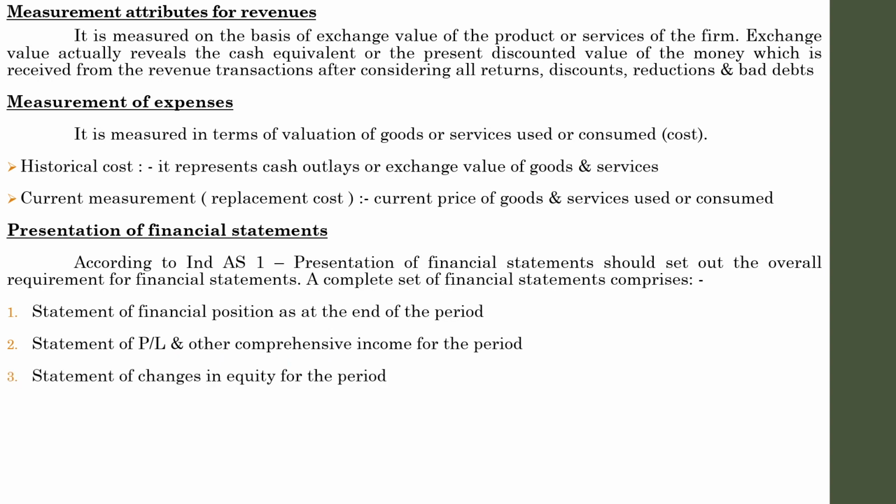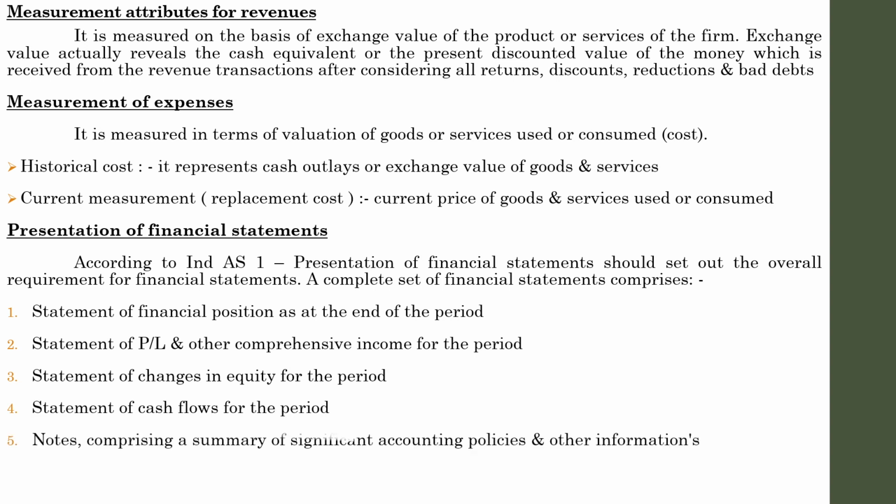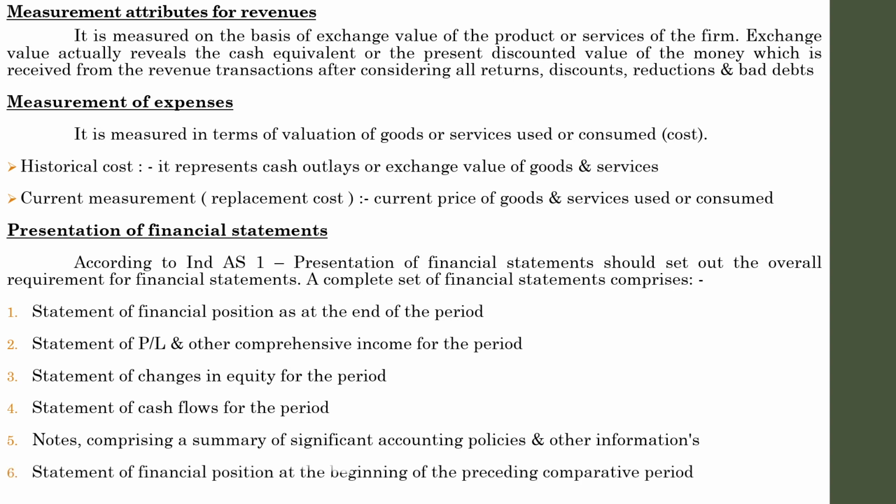So, next one, statement of changes in equity for the period. Another one, statement of cash flows for the period. And next one, notes comprising a summary of significant accounting policies and other explanatory information. And finally, a statement of financial position as at the beginning of the preceding comparative period when an entity applies an accounting policy retrospectively. So, you might be confused with the points mentioned here.